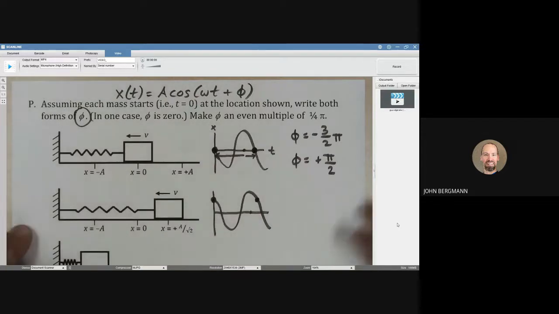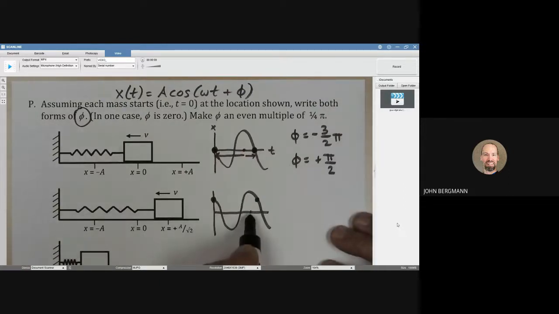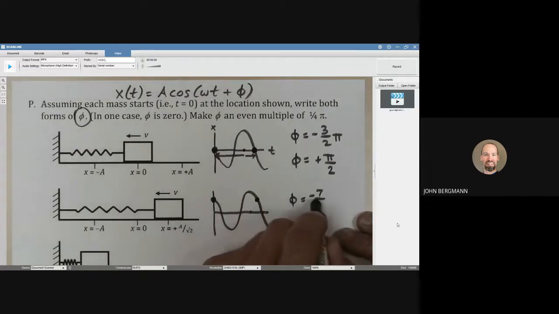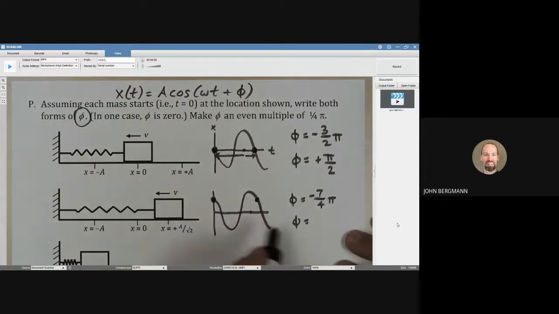And we're told in the problem, I don't want to be overly cruel, each phi should be an even multiple of 1/4 pi. So if we scoot from here to here, that would be 3 pi over 2 plus another fourth of a pi. So I'm thinking that that's going to be negative 7/4 pi. And then since the other point is going to be 2 pi different from that, but positive, then I think that has to be pi over 4.